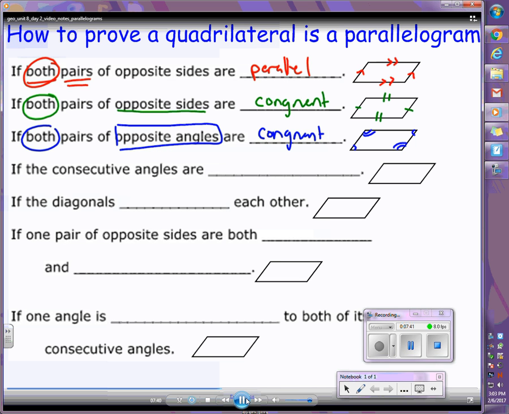And statement 4 now says if the consecutive angles are supplementary. Again, consecutive, same side inside, supplementary, the measures add to equal 180. So on this one, arcs won't be enough. You actually have to write some measurements. In the bottom left, I wrote 80. So I had to repeat that on the top right because they're opposite and they're congruent. And if I wanted the consecutive ones to add up to equal 180, the others had to be 100.